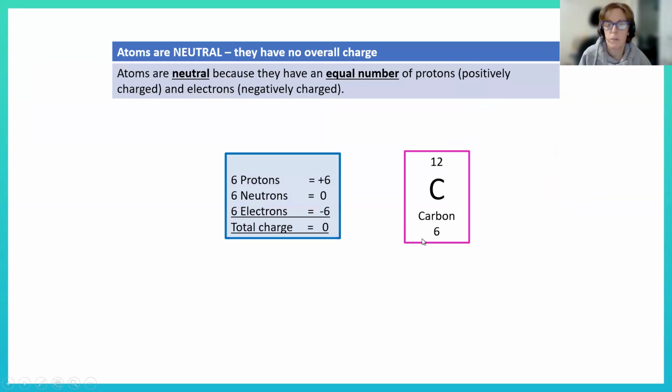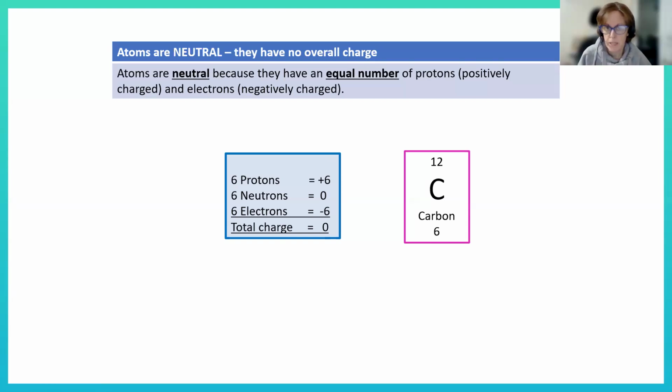So for this particular atom, carbon, 6 protons, it tells me that they're positive, and I therefore know that it has 6 electrons, they're negative. So if I add those charges together, -6 plus +6 equals 0. So there's no overall charge on that atom.